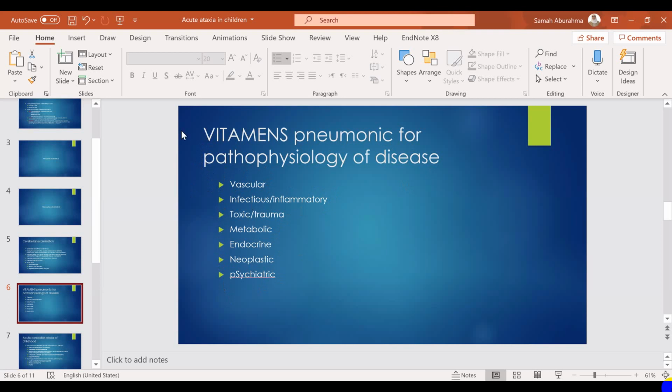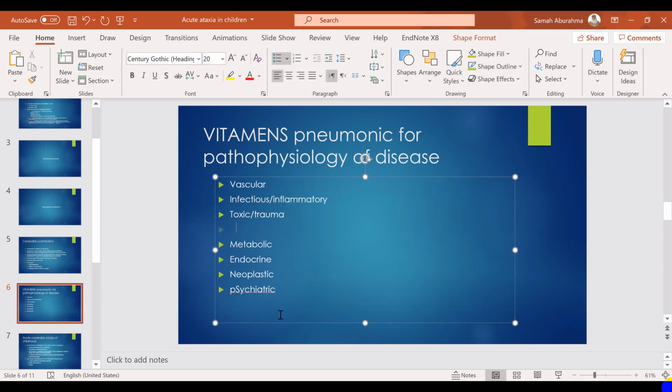Vitamins: V for vascular, I for infectious or inflammatory, T for toxic or trauma, A, autoimmune, we forgot that. Okay, metabolic, M, endocrinological, neoplastic, and here it is P but we put it as S to remember vitamins, for psychiatric. This is the basic pathophysiology of disease. Like I mentioned, this can apply to all organ systems. Some of these may apply in certain situations, or others you may not find a specific application.